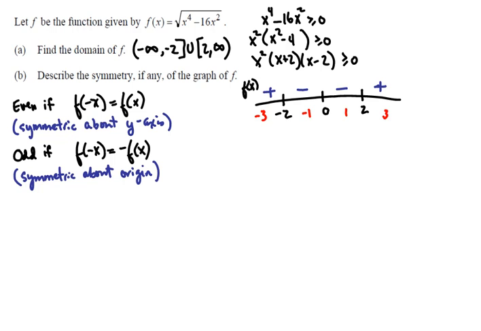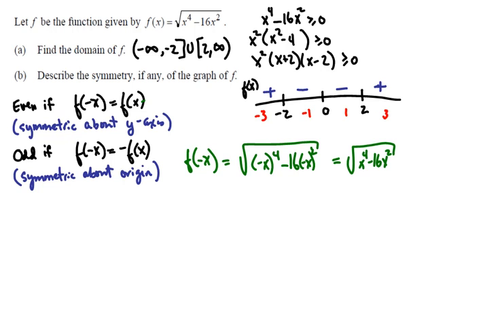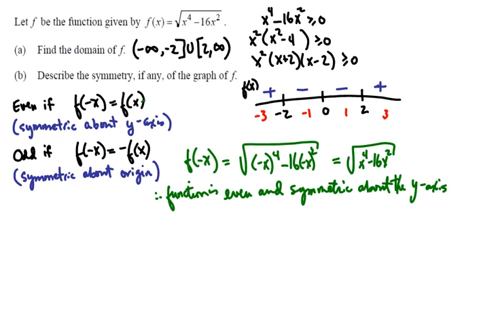So we should take our function and plug in negative x. And you should see when we plug in negative x, we're going to end up with the same exact function that we began with, the square root of x to the fourth minus 16x squared. So opposite inputs produce the same output, and we have an even function. And the function is even and symmetric about the y-axis.